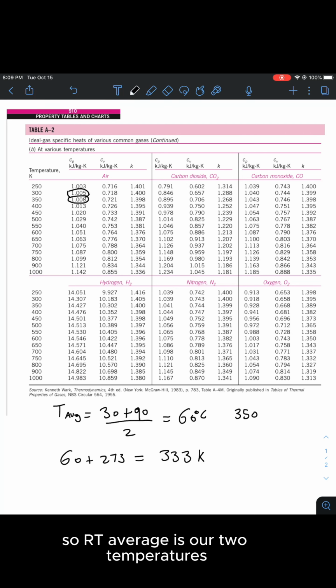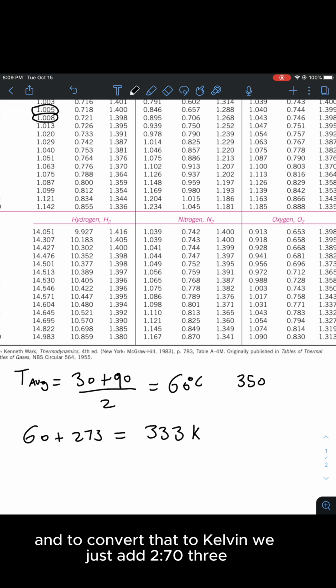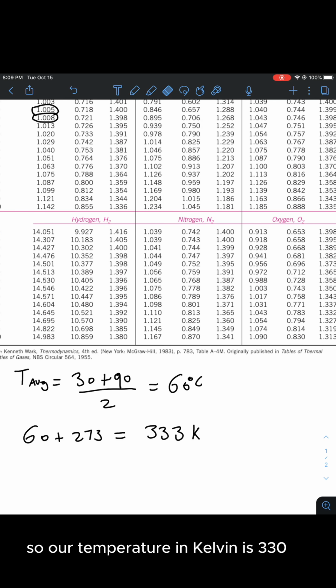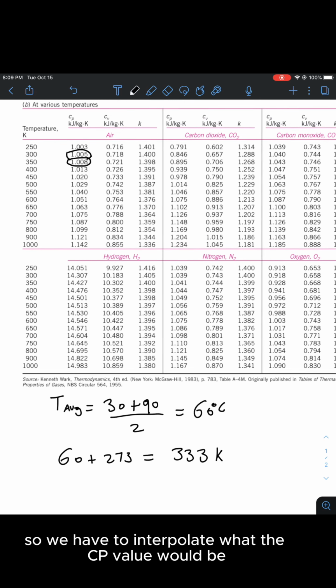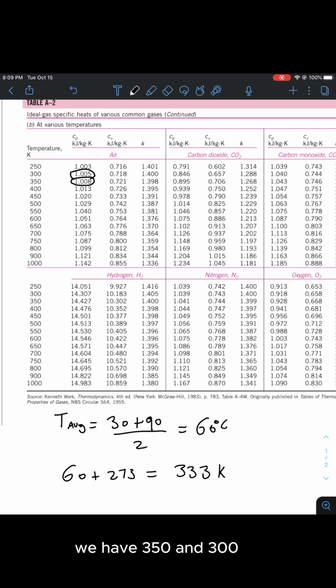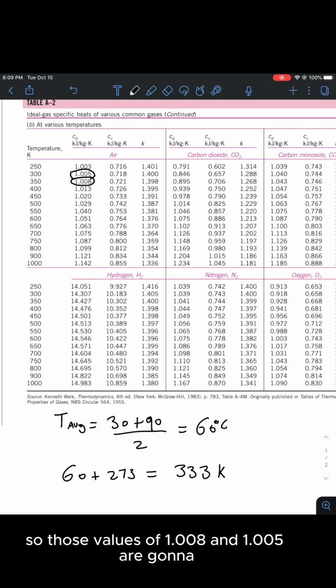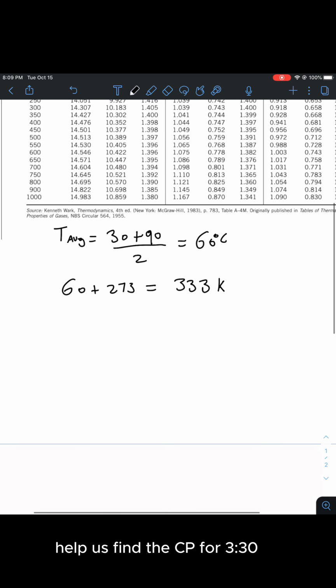Our T average is our two temperatures added up and divided by 2, which gives us 60 degrees Celsius. To convert that to Kelvin, we just add 273, so our temperature in Kelvin is 330. We have to interpolate what the Cp value would be for 330. We look at our table for ideal gas of air. We have 350 and 300, so those values of 1.008 and 1.005 are going to help us find the Cp for 330.